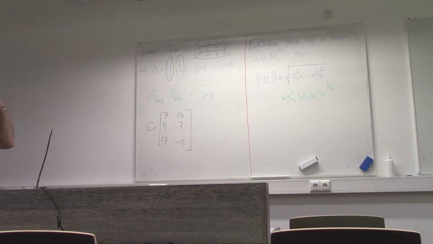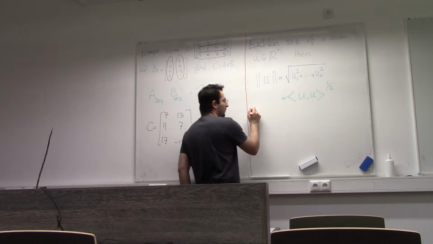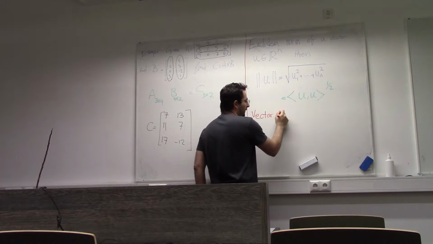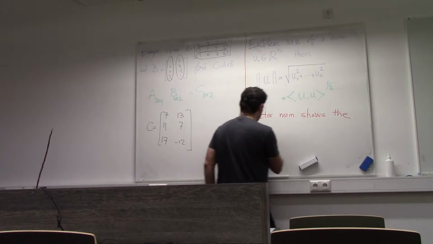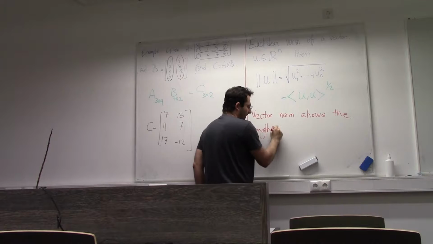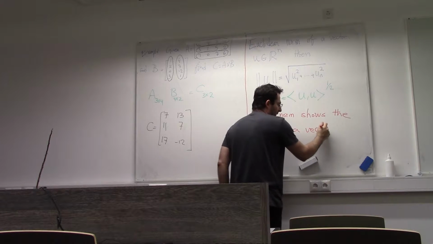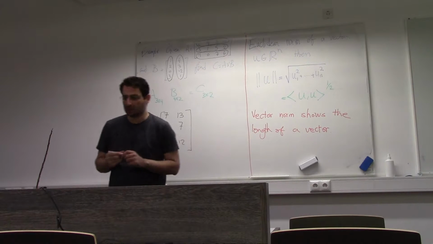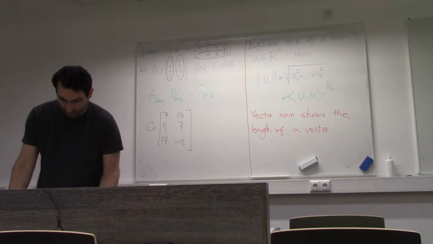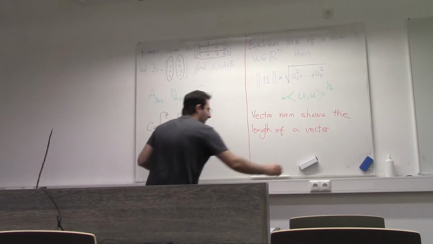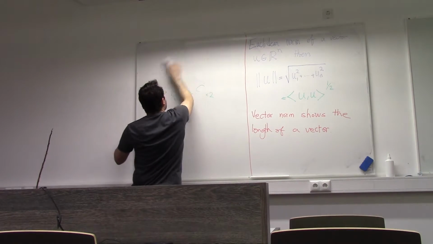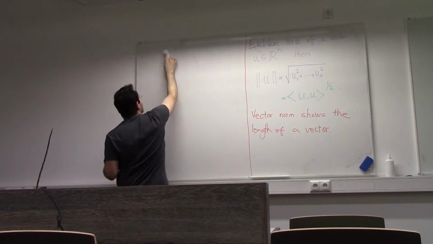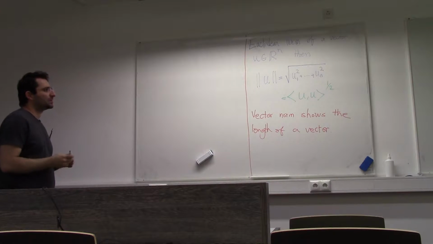What does a vector norm represent? Do you know? The Euclidean norm of a vector, known as vector norm, shows the length of a vector. So it basically shows the length of a vector. And it has some very unique and important properties, which are also inherited from the fact that it is an inner product.